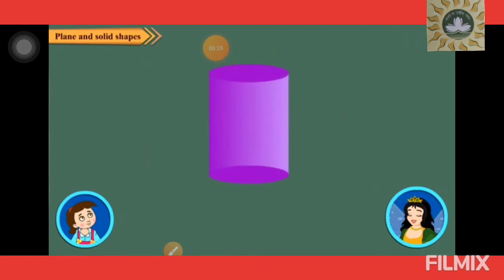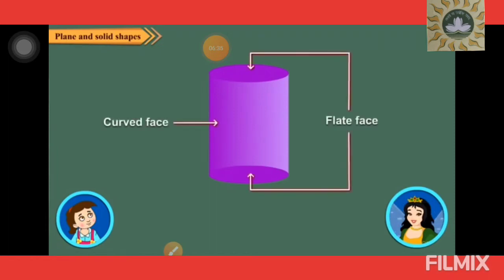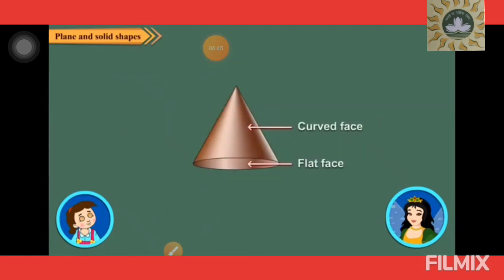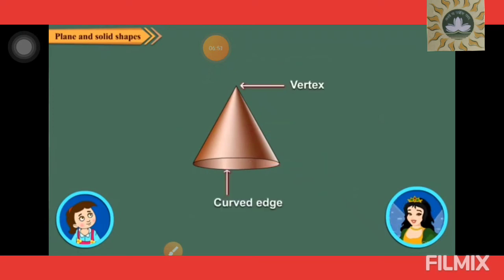Now take a look at this shape. It is like a can or drum. It is called a cylinder. It has 3 faces, 2 flats and 1 curved. It has 2 curved edges and no vertex at all. It has 2 faces, 1 flat and 1 curved. It also has 1 vertex and 1 edge. It is a cone.